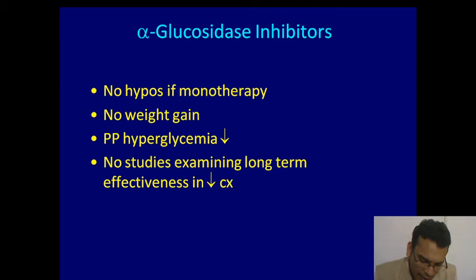An important thing to note here is that if a person is on alpha glucosidase inhibitors and develops hypoglycemia, the person should be treated with only glucose solution, because any complex carbohydrate for treatment may be inadequate, since there could be blockage of the alpha glucosidase enzyme. So such a person, if they develop hypoglycemia, the treatment should be plain glucose solution. No weight gain, and postprandial hyperglycemia comes down.